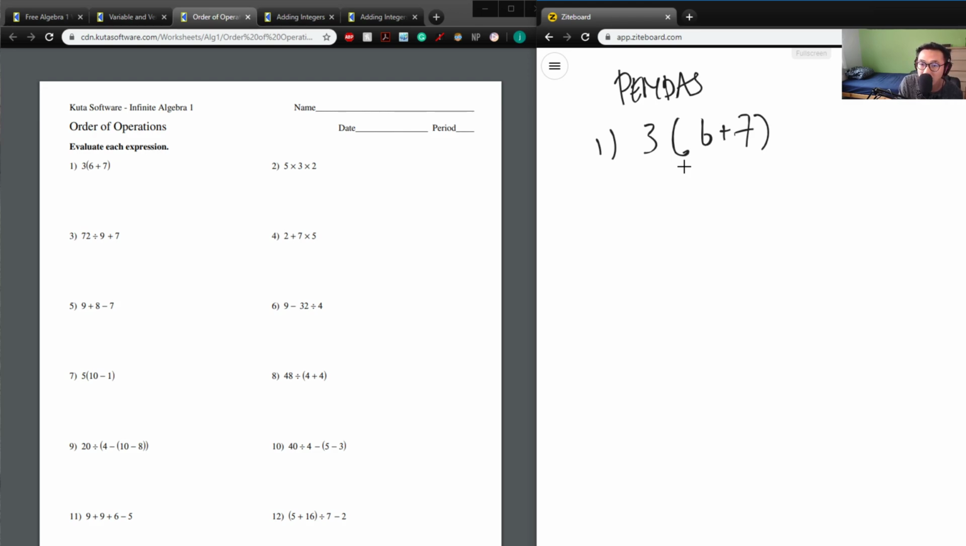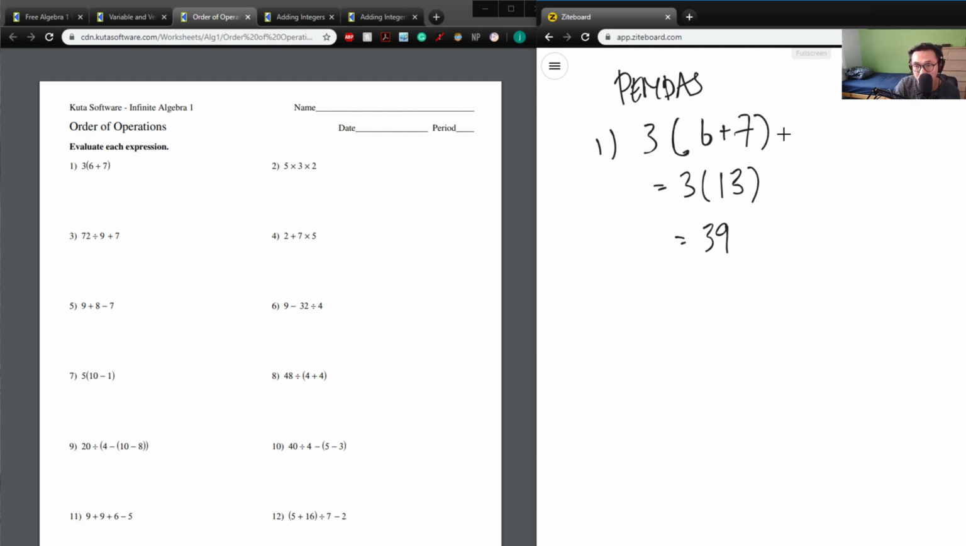So we don't do 3 times 6 here. We do 6 plus 7 first. So 6 plus 7 is obviously 13. So I'm going to leave that there. And then remember, if I have two numbers beside each other, this is simply just multiplication, right? So it's 3 times 13, which will give me 39. So that's going to be our answer for our first question.